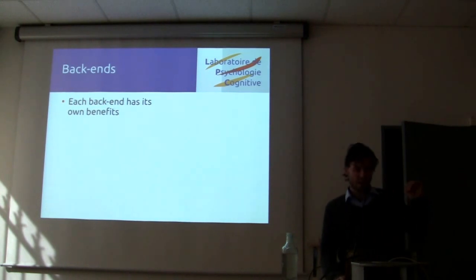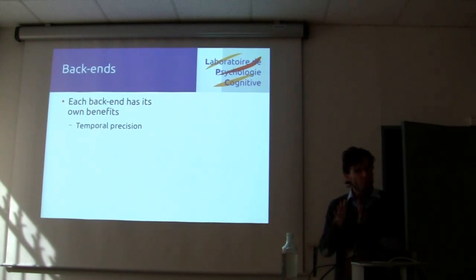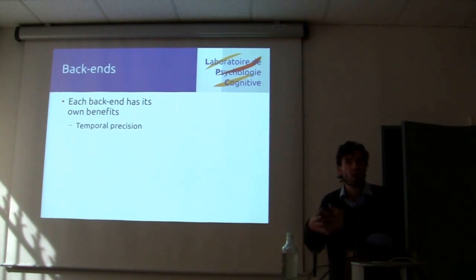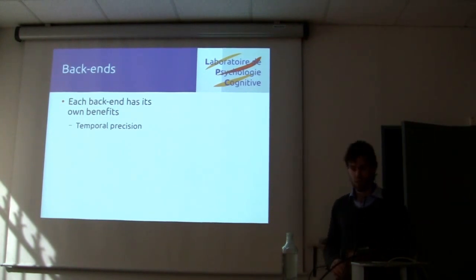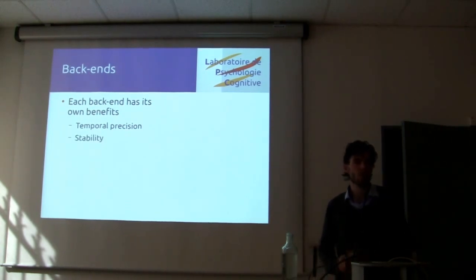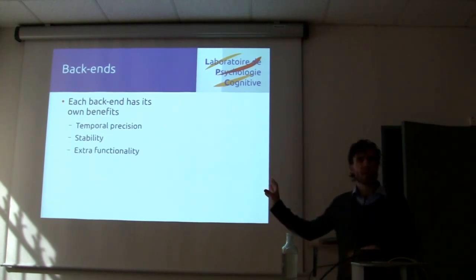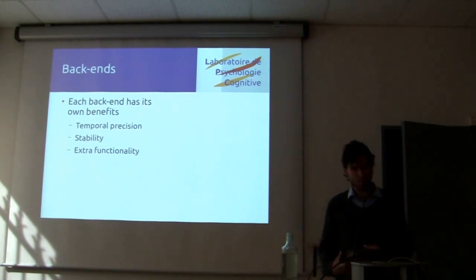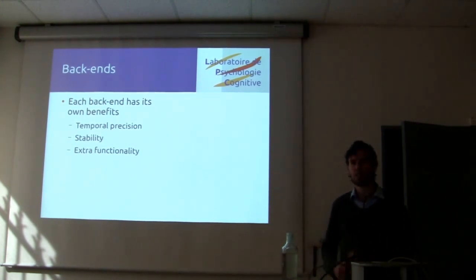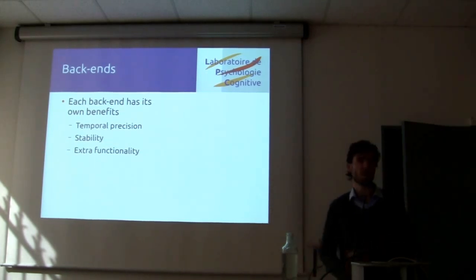Now, as I said, every backend has its own benefits. For example, one backend may be more temporally precise than another backend, so that you have more fine-grained information about when stimuli have been presented on the screen, which some researchers care a lot about. Some backends are more stable than others, right? It can happen that on one particular operating system some backend just crashes all the time, which is annoying. Some backends offer extra functionality. For example, there is a library called PsychoPy that is quite widely used within the visual psychophysics community that has all kinds of routines for presenting complex stimuli. Now, if you use the Psycho backend in OpenSesame, you can also use that extra functionality that PsychoPy gives you.